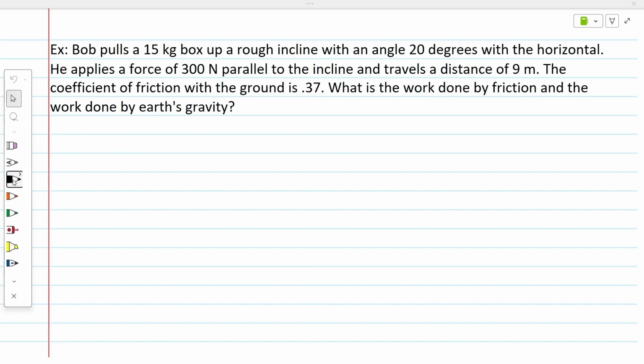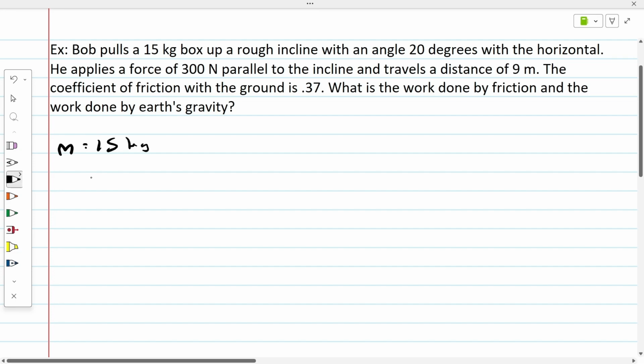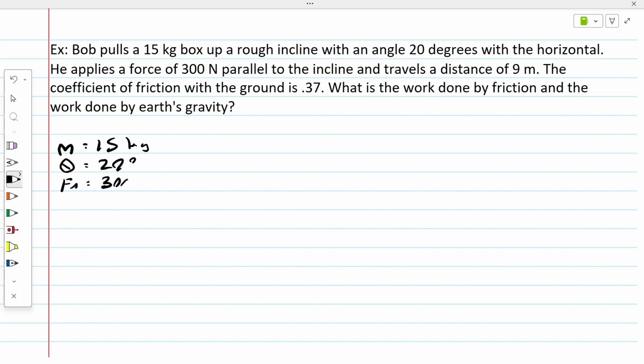So let's write out what we have first. So we know the mass of the block is 15 kilograms. The angle that the incline makes is 20 degrees. The force applied is 300 newtons. We know the coefficient of friction, and since it's a sliding box, we know it'll be kinetic friction, is 0.37. And the distance he travels is 9 meters.